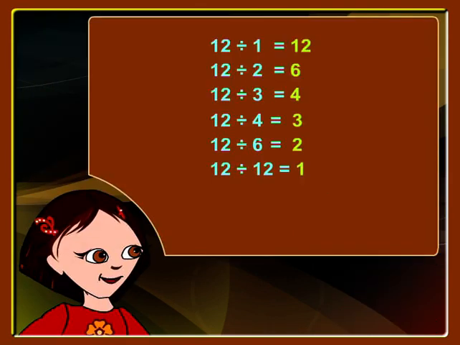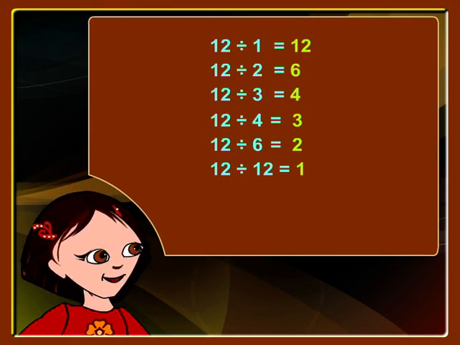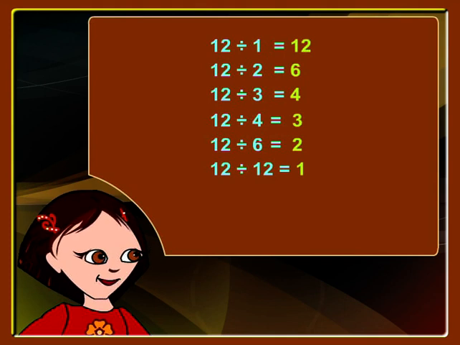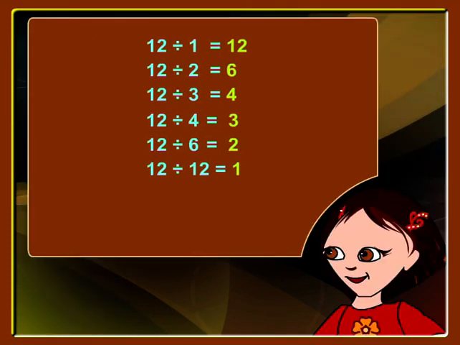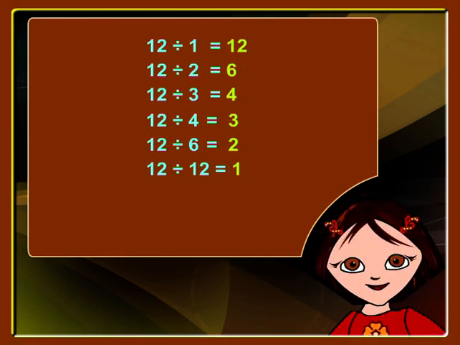12 divided by 1 is equal to 12. 12 divided by 2 is equal to 6. 12 divided by 3 is equal to 4. 12 divided by 4 is equal to 3. 12 divided by 6 is equal to 2. 12 divided by 12 is equal to 1.